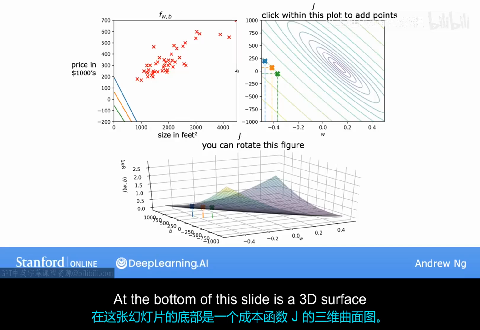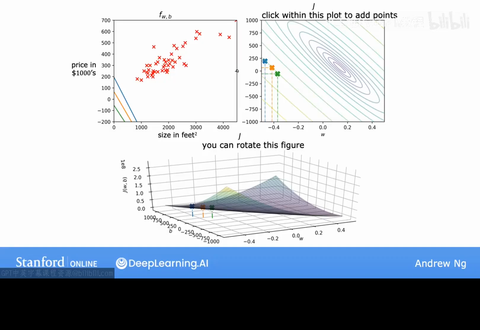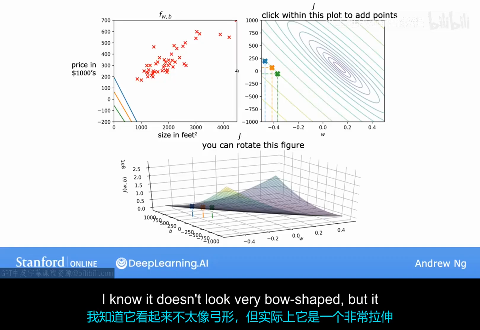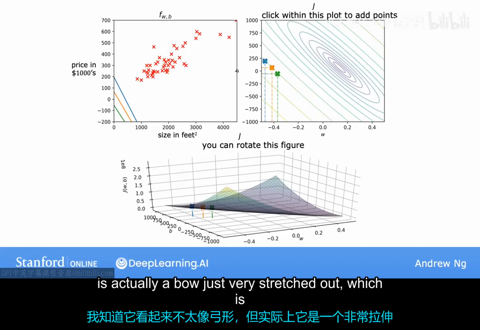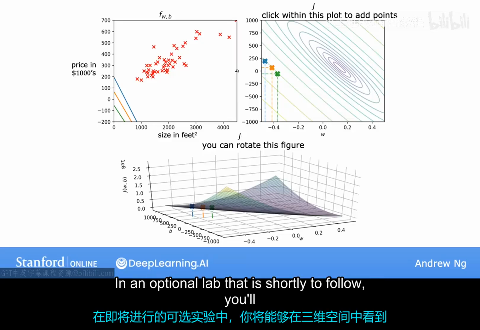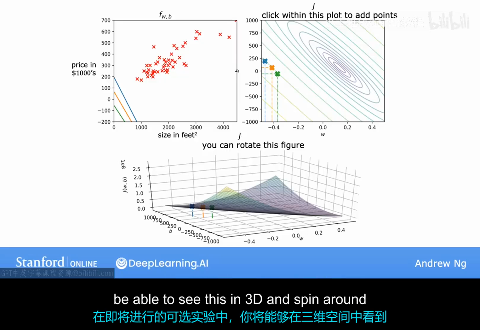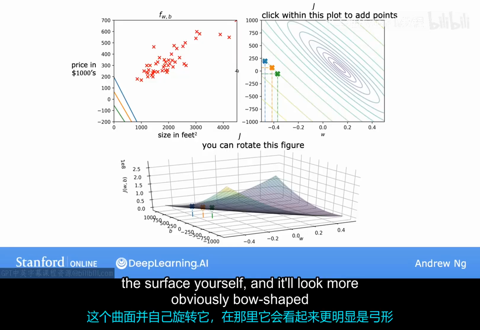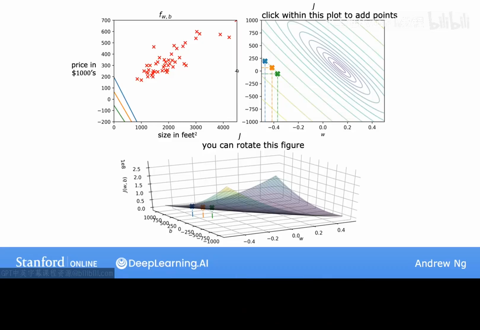At the bottom of this slide is a 3D surface plot of the cost function J. I know it doesn't look very bowl-shaped, but it is actually a bowl, just very stretched out, which is why it looks like that. In an optional lab that is shortly to follow, you'll be able to see this in 3D and spin around the surface yourself, and it'll look more obviously bowl-shaped there.